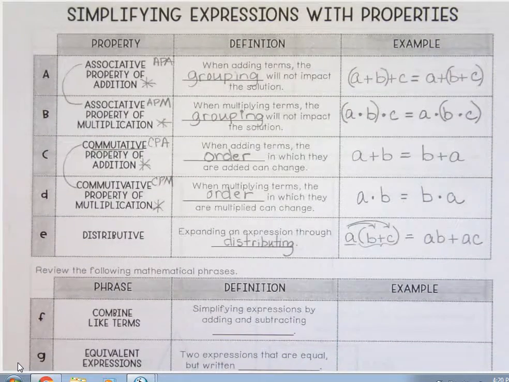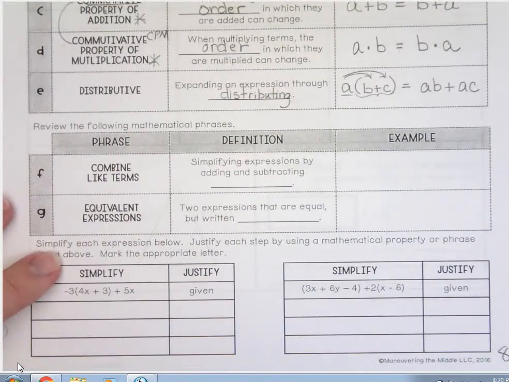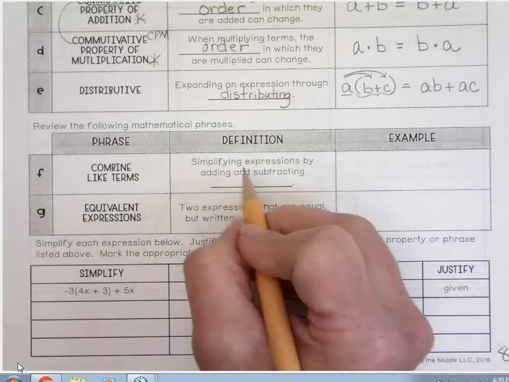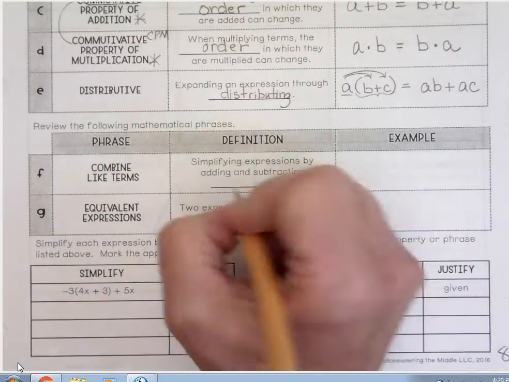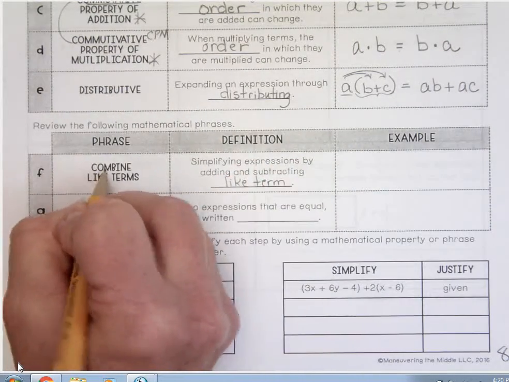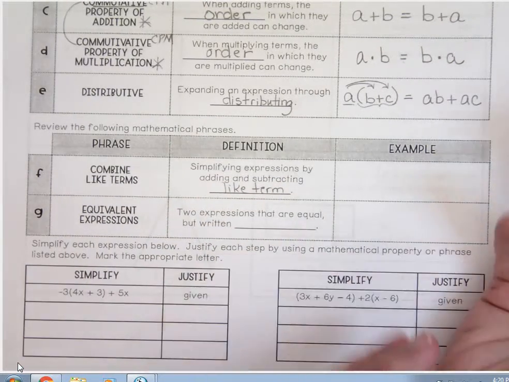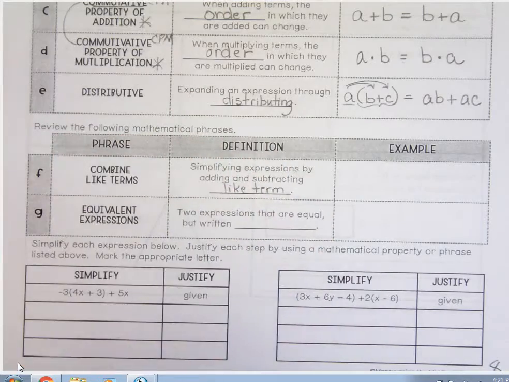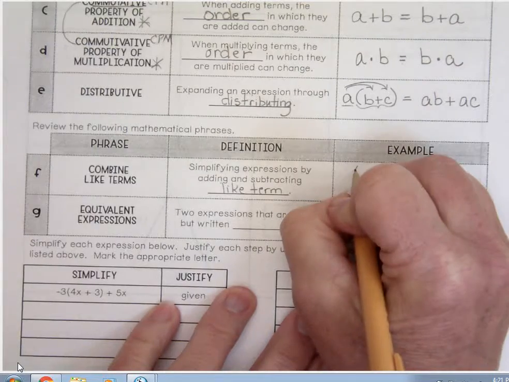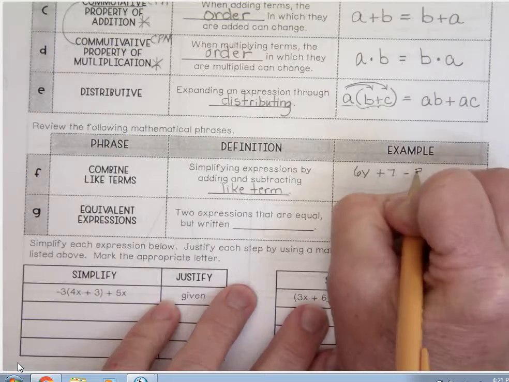The next chart is basically reviewing our combining like terms, and we simplify expressions by adding and subtracting our like terms. So the combining is the adding and the subtracting. An example for that could be 6y plus 7 minus 3.